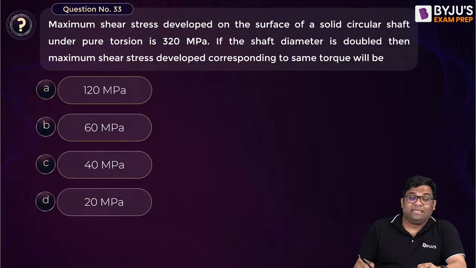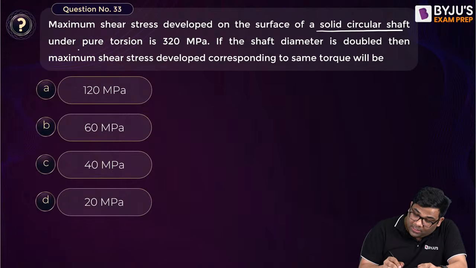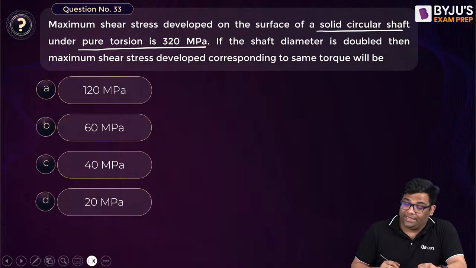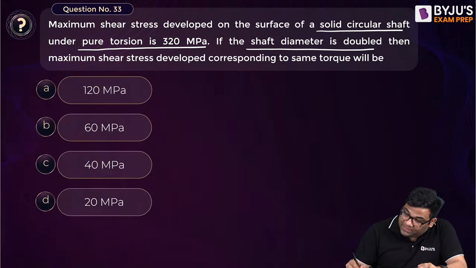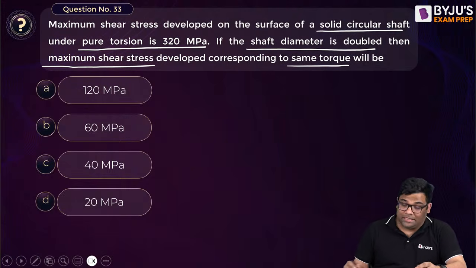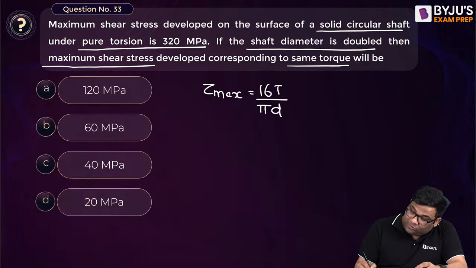Okay. What is written? The maximum shear stress developed on a solid circular shaft under pure torsion is 320. If the shaft diameter is doubled, then what will be the maximum shear stress corresponding to the same torque? Straightforward question. The maximum shear stress for a solid one is how much? It is 16T by pi d cube. Now if torsion is same, I can say tau max is inversely proportional to 1 by d cube.